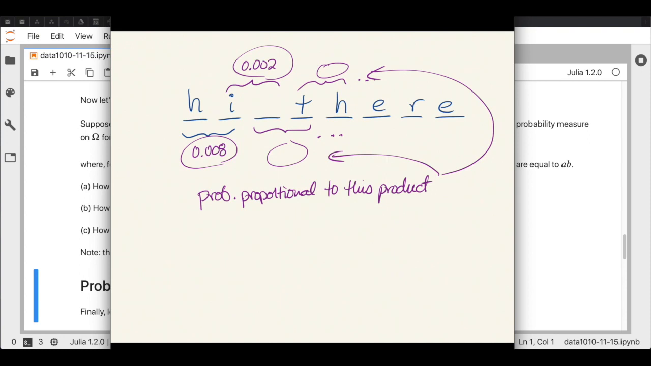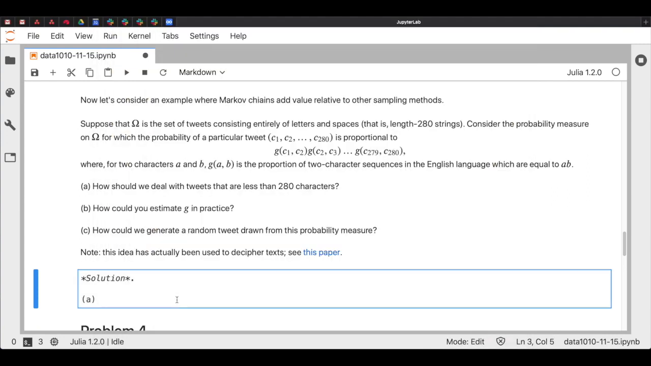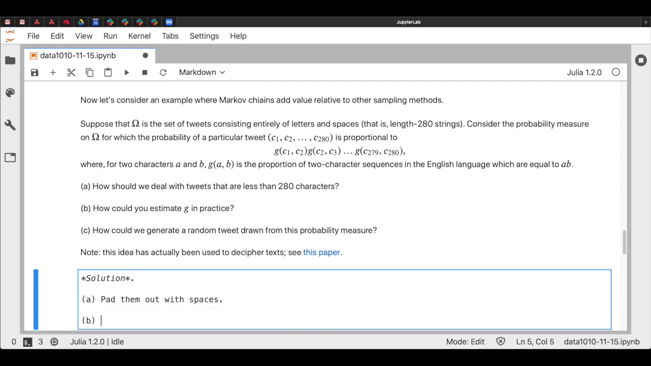So the actual probability is going to be that value divided by the sum of all those values over this really huge space. So we're never going to be able to compute that denominator. We're going to have to be able to work with just those values that we want the probability to be proportional to. So part A says, how should we deal with tweets that are less than 280 characters? We can just pad them out with spaces. There are probably better ways to handle that, but that's one simple one.